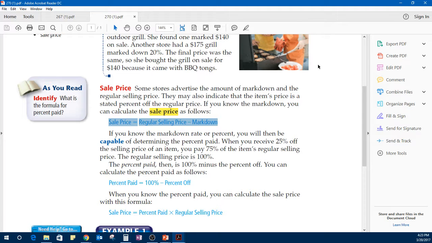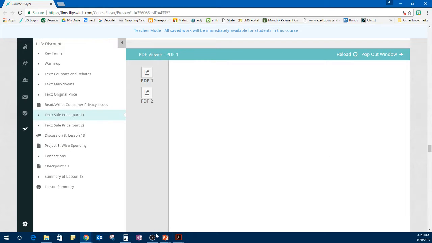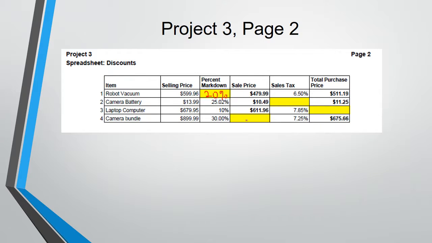So let's go ahead and go back to the example. We're looking for the sale price. So what we need to do is first find the markdown, right? So markdown equals the selling price times the percent markdown or markdown rate. So we get markdown equals this right here.